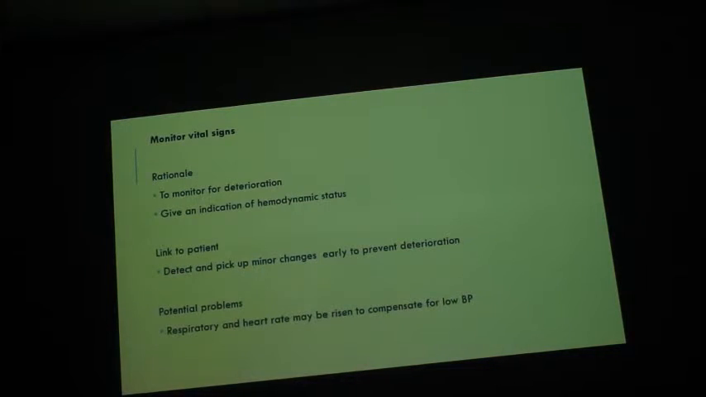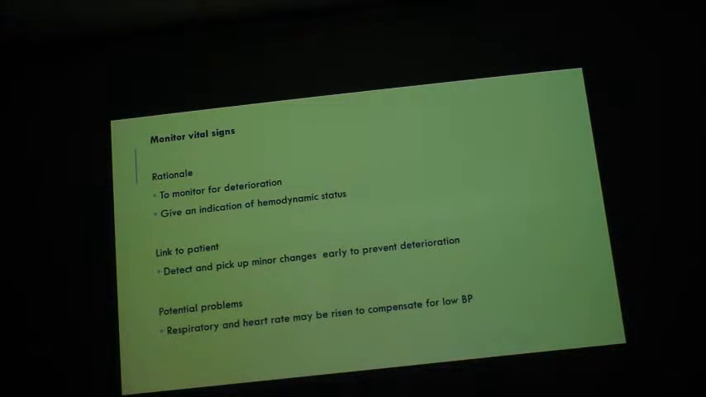The nursing interventions that will be conducted on John are vital signs that should be done every 4 to 6 hours. The rationale for this is that it monitors for deterioration and gives an indication of the hemodynamic status, which is a problem with Addison's disease. John will require this because it will detect and pick up minor changes early to prevent deterioration.